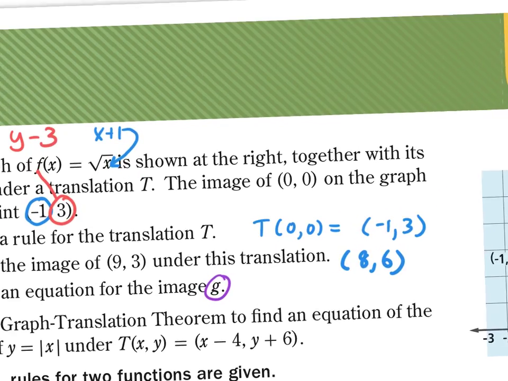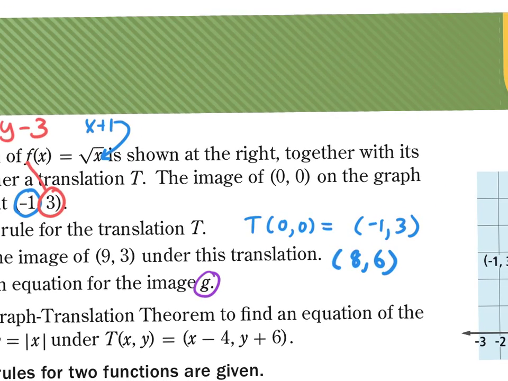So let me just work through that real quick and see what happens. So this is y minus 3 is equal to the square root of x plus 1. And now let's solve for y to put it in function form. And here's our result. The square root of x plus 1 outside the radical is the plus 3. And that's what we get.